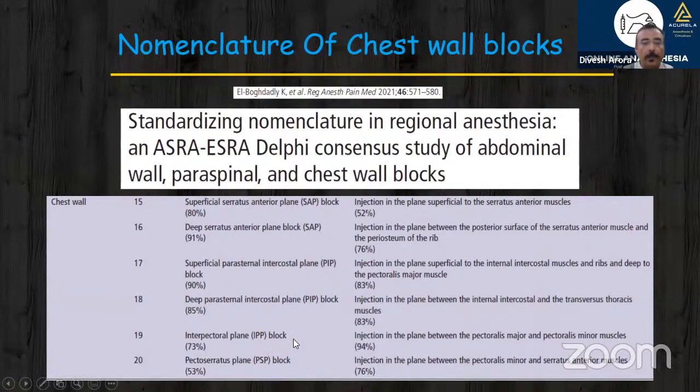For PECS 1, they stated that because you deposit the drug between pectoralis major and pectoralis minor, it should be called interpectoral plane block. And PECS 2, because we deposit the drug between pectoralis minor and serratus anterior, it should be called pectoserratus plane block. So henceforth, if you are planning to publish any RCTs, please change your terminology according to this Delphi consensus.